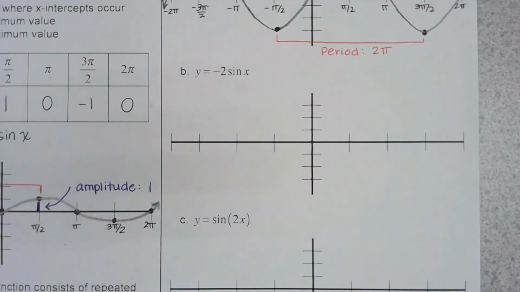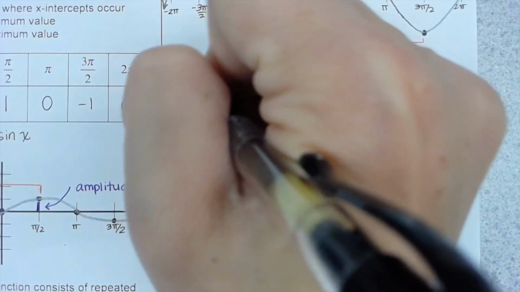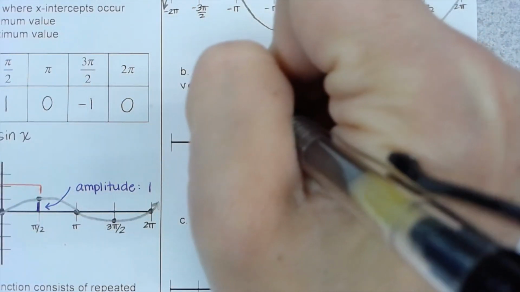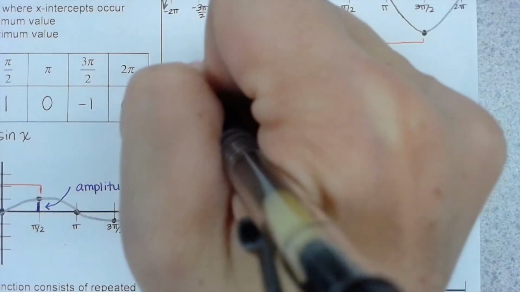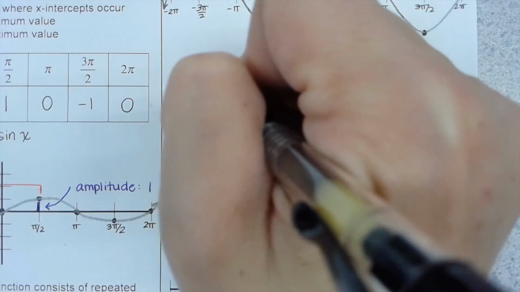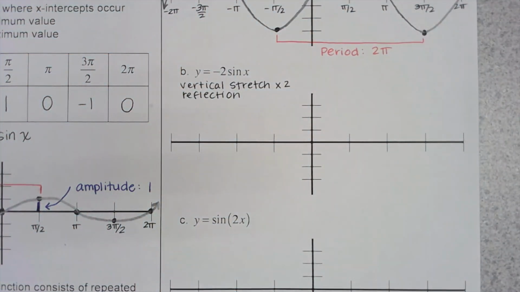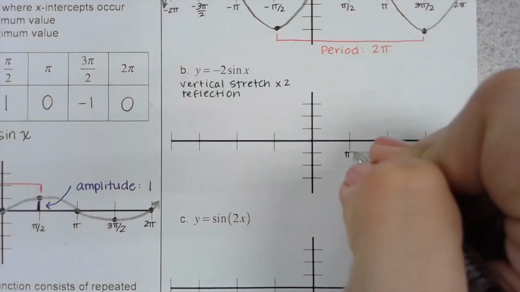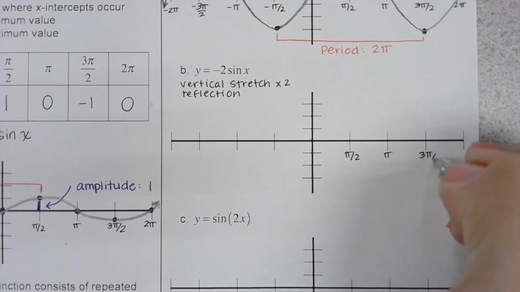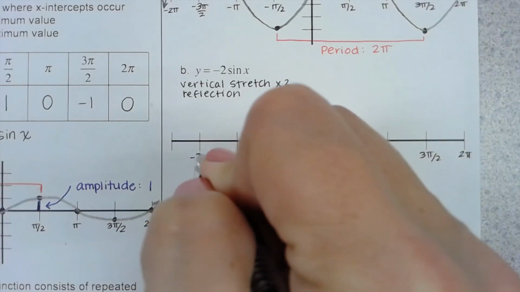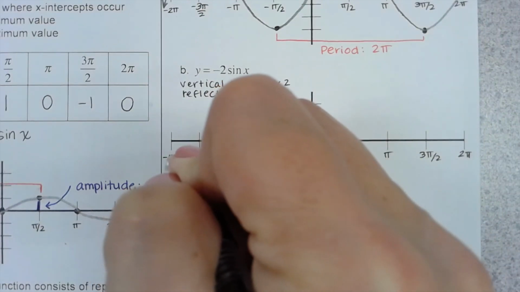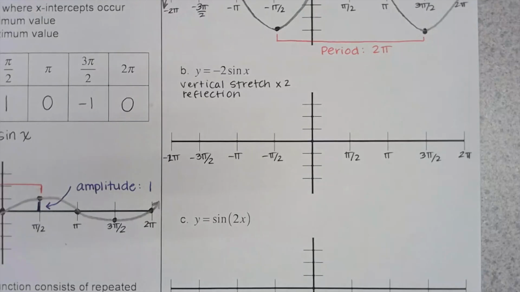My next graph on B is also going to be a vertical stretch. So this one's going to be a vertical stretch times 2. But it's also going to be a reflection. And so that negative out front is going to flip the graph so that it goes the opposite direction than it normally does. When I'm putting my points on this graph, let's label these. Pi over 2, pi. Okay. So let's see. A vertical stretch times 2 and a reflection.